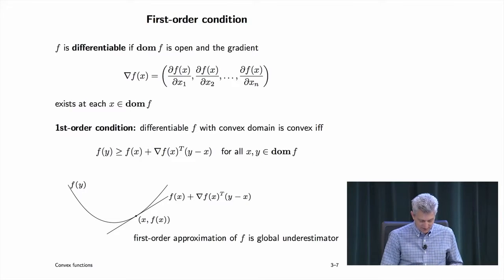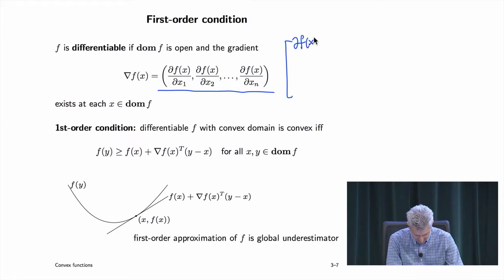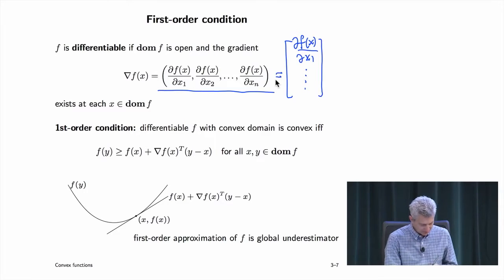Now we get to first order conditions for convexity. If f is differentiable, that means its domain is open and it has a gradient. These partial derivatives exist at each point. By the way, this constructor here, a parenthesis with a list in the middle, is actually a column vector. That's the standard notation. It's more compact. So this is a column vector, and it actually looks like this. That's the same as that.